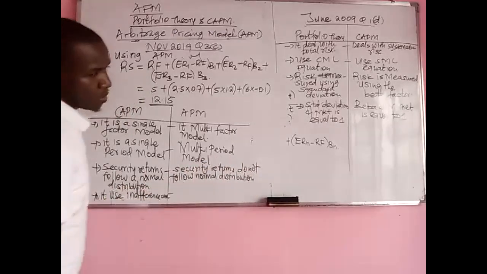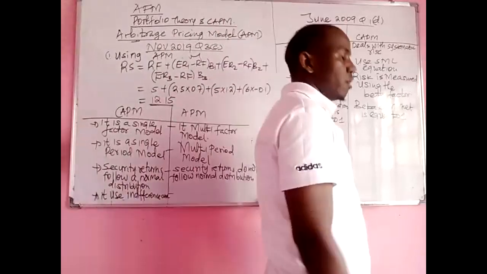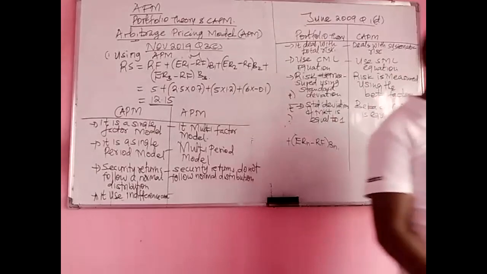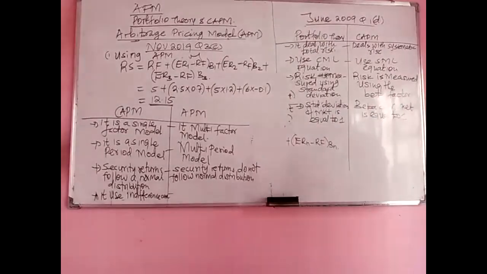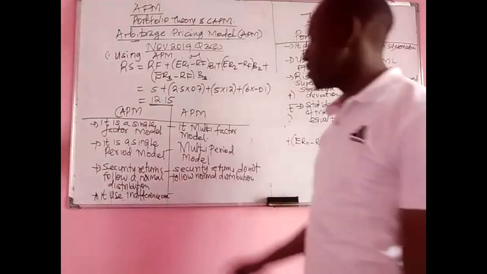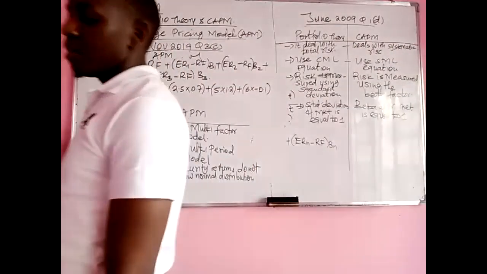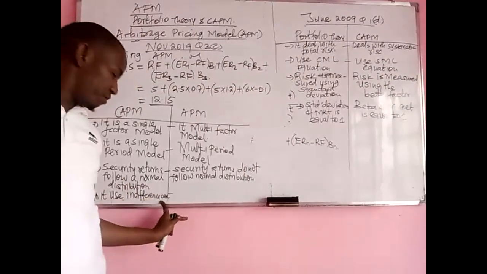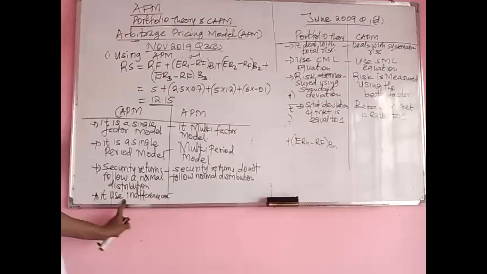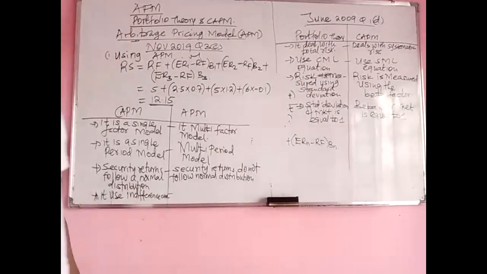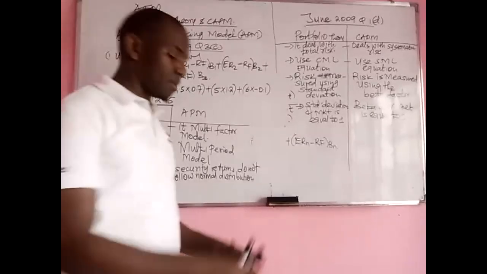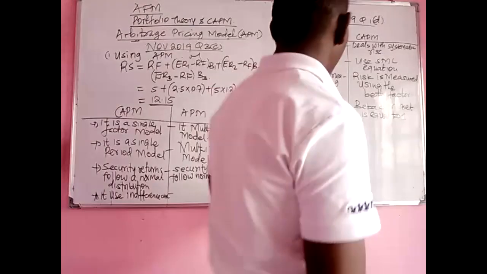This one does not use different curves. Remember, we talk of using different curves to measure the utility of individual investors. When we're measuring the utility of individual investors, we can use different curves, but in this case, you cannot use them.